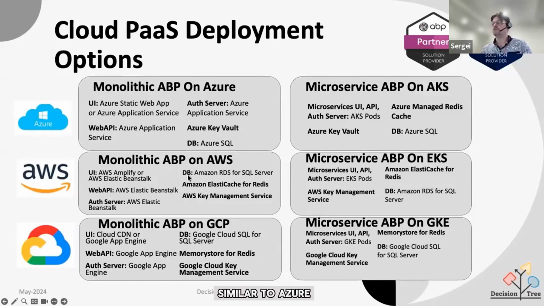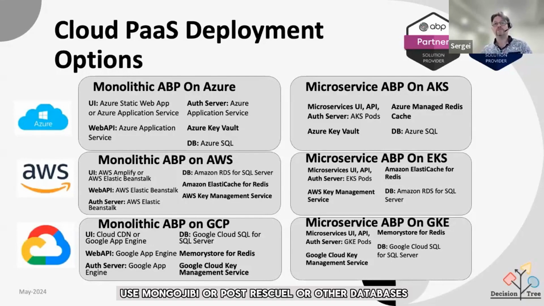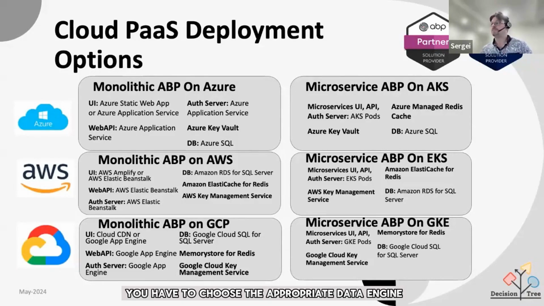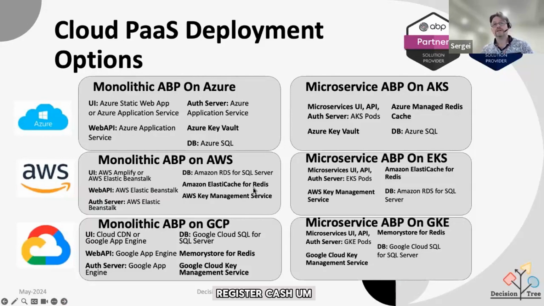Similar to Azure, Amazon offers Amazon RDS, a scalable and elastic SQL server engine. Obviously, if you choose to use MongoDB or PostgreSQL or other databases, you have to choose the appropriate data engine. Amazon also offers its own managed cache, Redis cache.